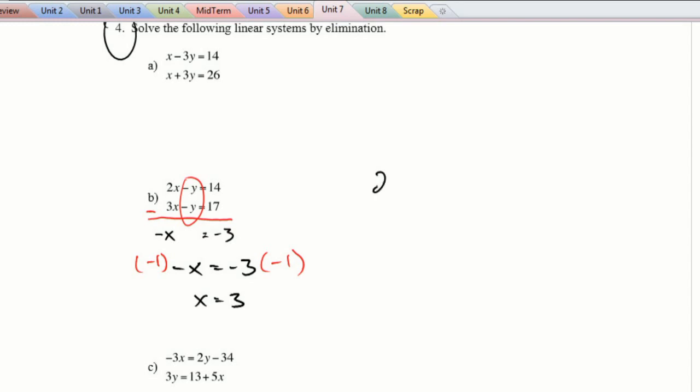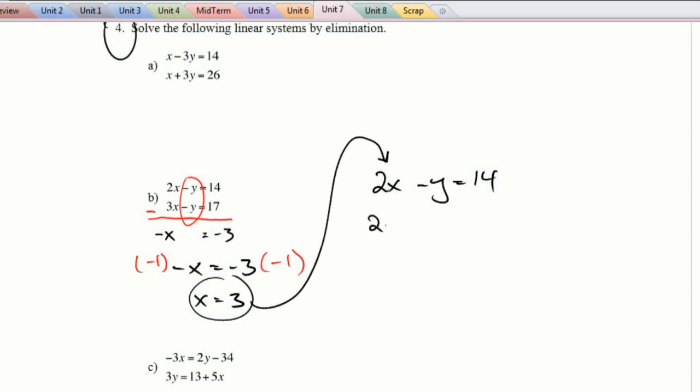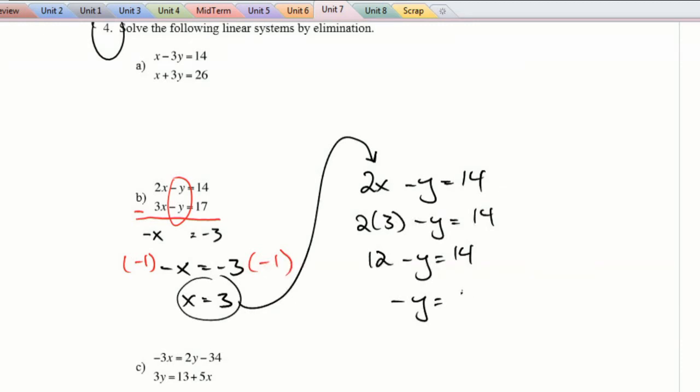Then I'm going to pick my equation, so I'll just start with the first one. 2x minus y is 14. I'm going to put the x in, so 2 times 3 minus y is 14. 6 minus y is 14. Subtract 6 from both sides, and I end up with negative y equals 14 minus 6, which gives me 8. And I get y is negative 8. So my solution is 3, negative 8.